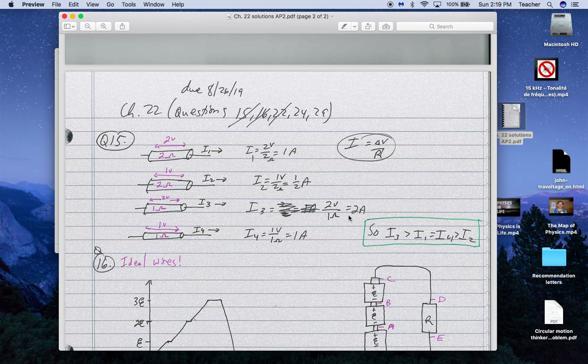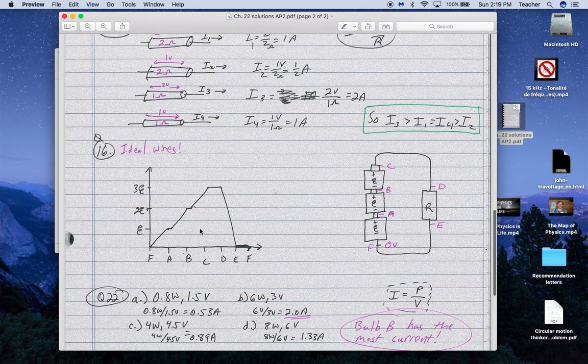I think I said something earlier wrong there. But this has the most current, 2 volts divided by 1 ohm. The first one and the fourth one are the same, and the second one is the least amount of current.